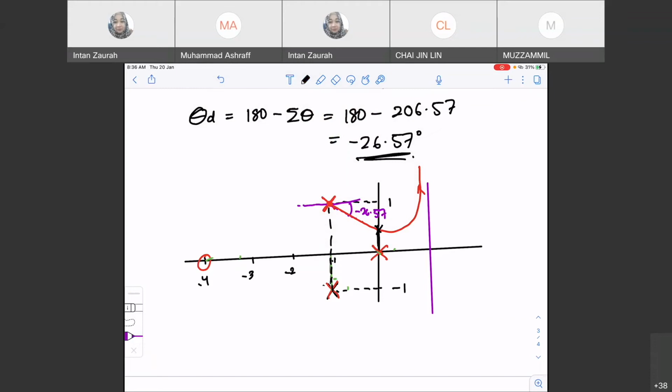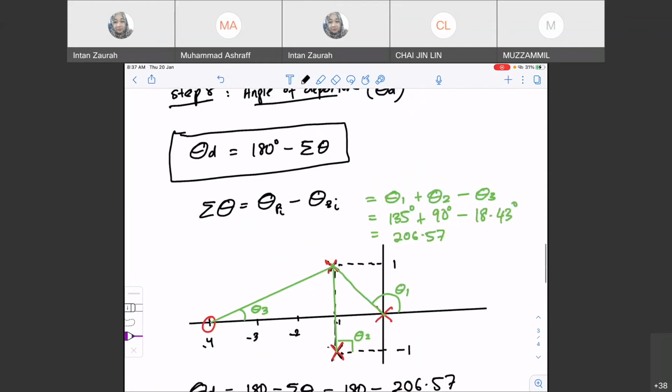That is your angle of departure. Because your complex number will actually leave the poles following the angle of departure. So in this case, it's negative 26.57. Okay, angle of departure, you only need to calculate once.